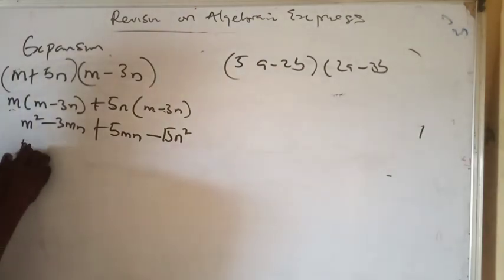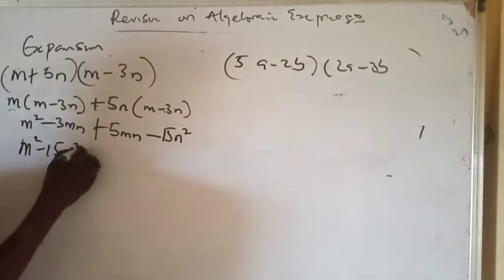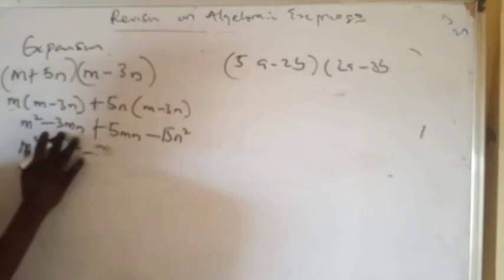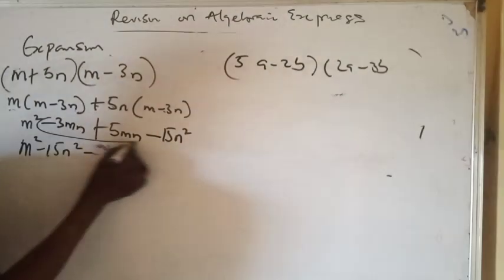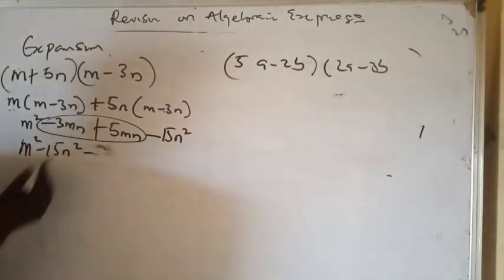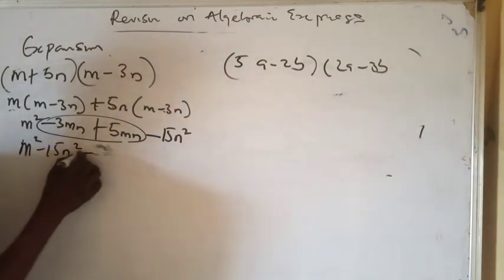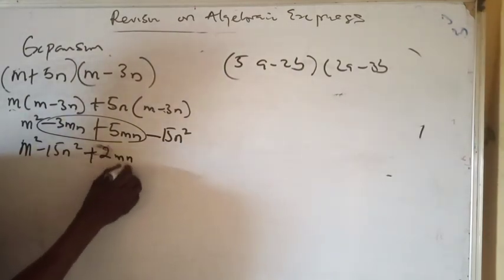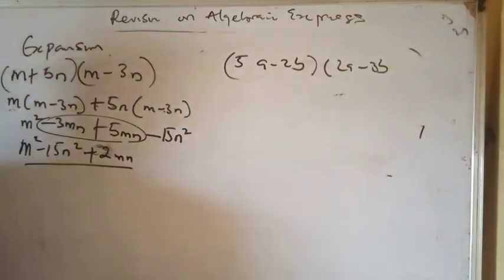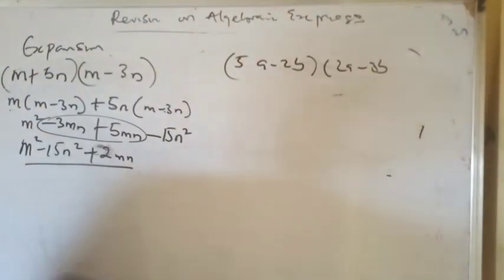And if you rewrite it, m squared minus 15n squared minus 3mn. This one and this one, they are mn. Yes or no? Yes, sir. You can join them. So this one becomes what? Plus 2mn. Are we clear with that now? Yes, sir. Take it down.